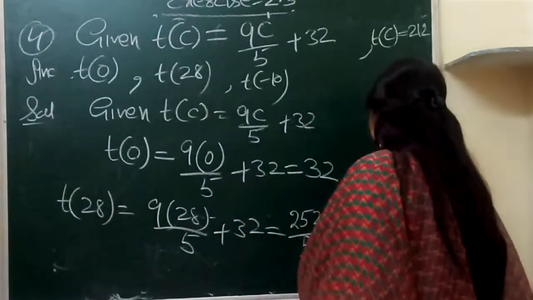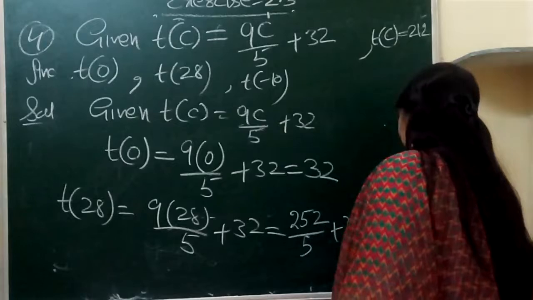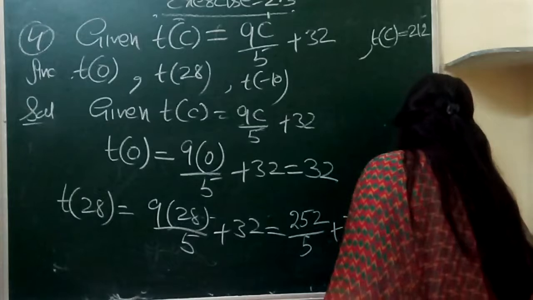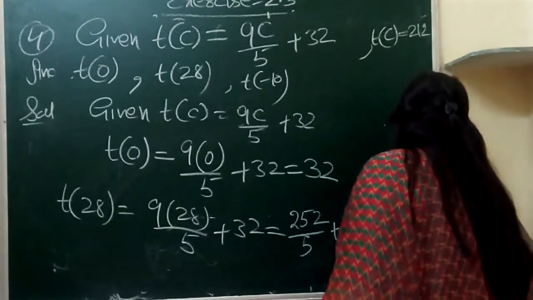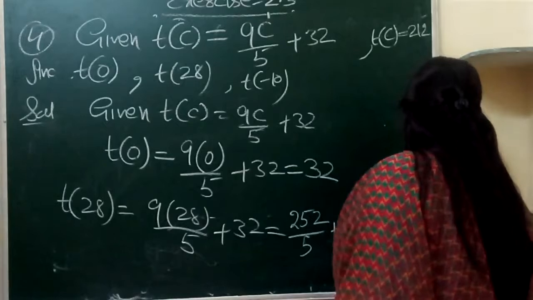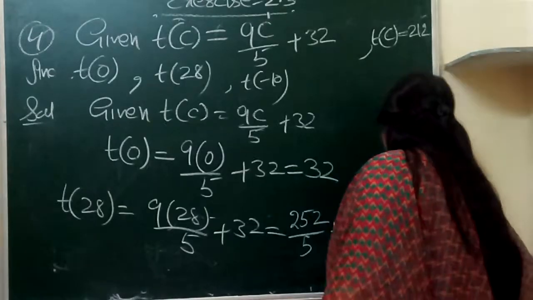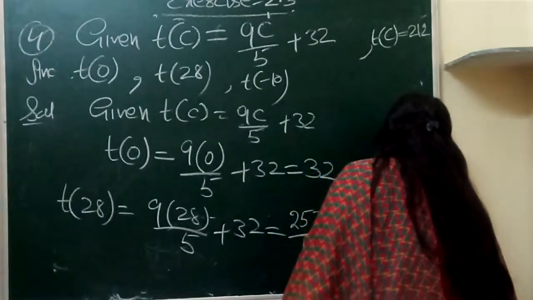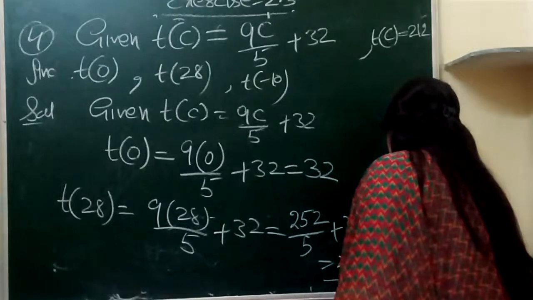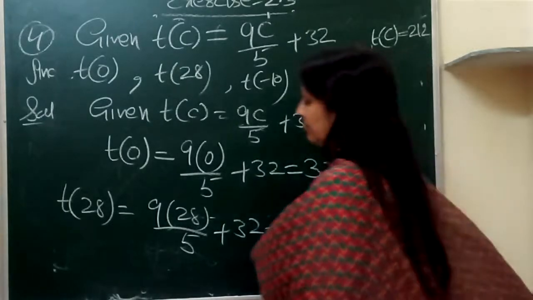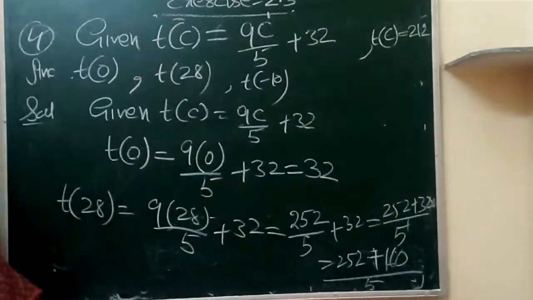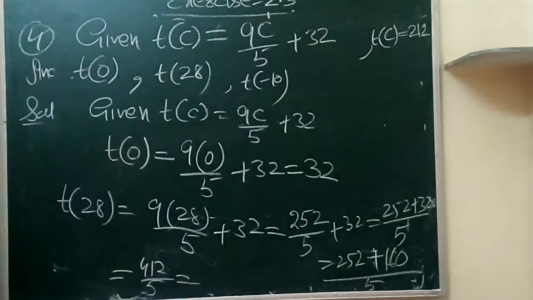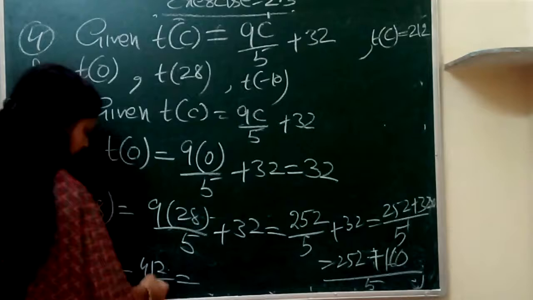After that, take the LCM. 5 is the LCM: 252 plus 32 into 5. So after multiplying, it will come 252 plus 160 upon 5, so it will come 412 upon 5. After solving 412 upon 5, just change it into decimal, then it will come 82.4. This is the second part.